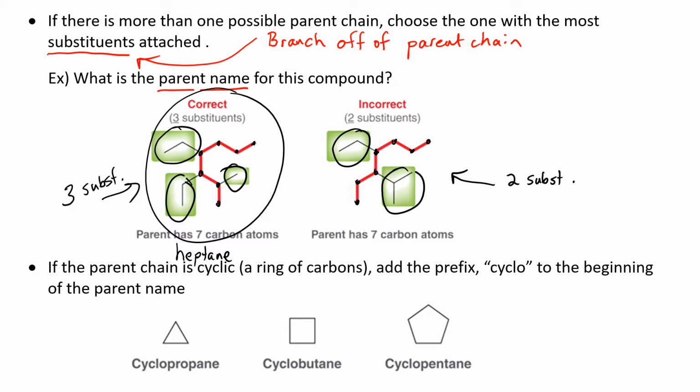All right. If the parent chain happens to be cyclic, meaning the longest consecutive chain of carbons is in a ring, we use the prefix cyclo at the beginning of the parent name. So for example, we have 1, 2, 3 carbons, so that's propane. Because it's in a ring, we say it's cyclopropane. We have 1, 2, 3, 4 carbons in a ring. We call it cyclobutane. But is for 4. And if we have 1, 2, 3, 4, 5 carbons, that prefix is pent, so we call that cyclopentane.